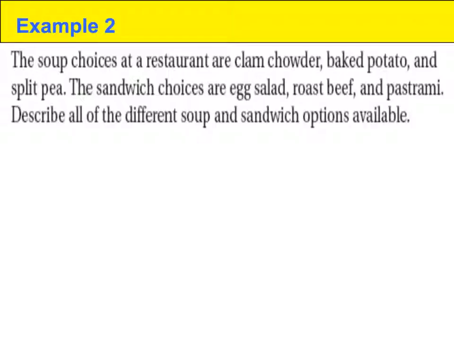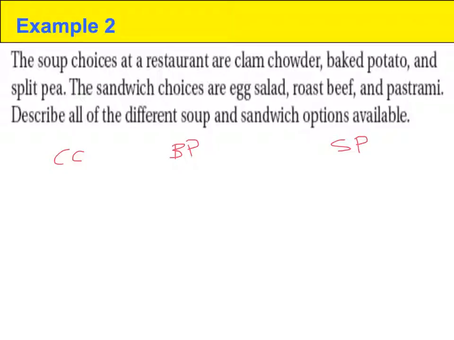All right, so it says the soup choices at a restaurant are clam chowder, baked potato, and split pea. The sandwich choices are egg salad, roast beef, and pastrami. We're going to describe all of the different soup and sandwich outcomes, or options available. As you look at this, first thing I have is my soups. I have clam chowder, CC. I have baked potato, BP, and split pea, SP.